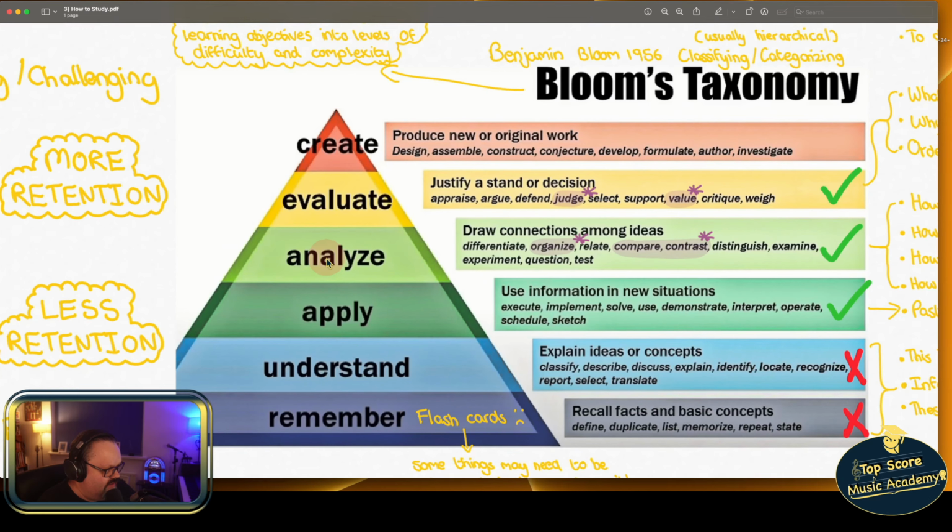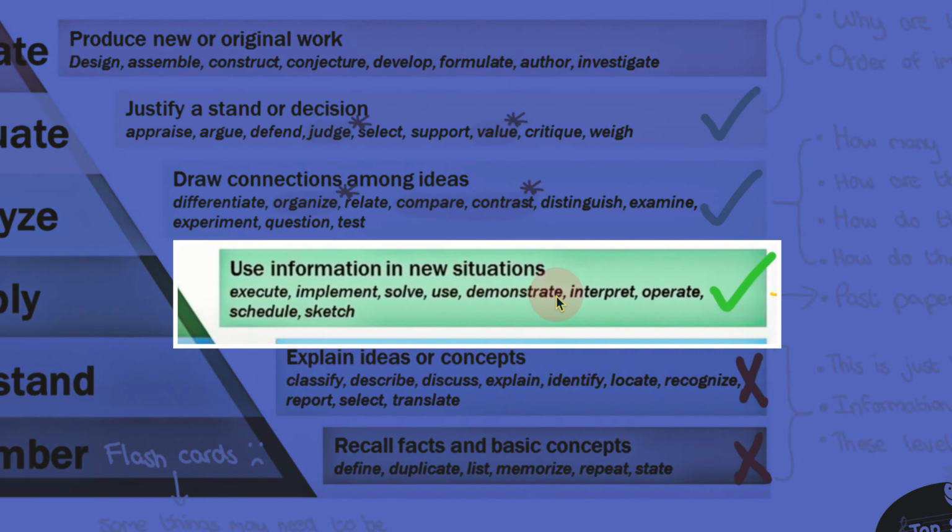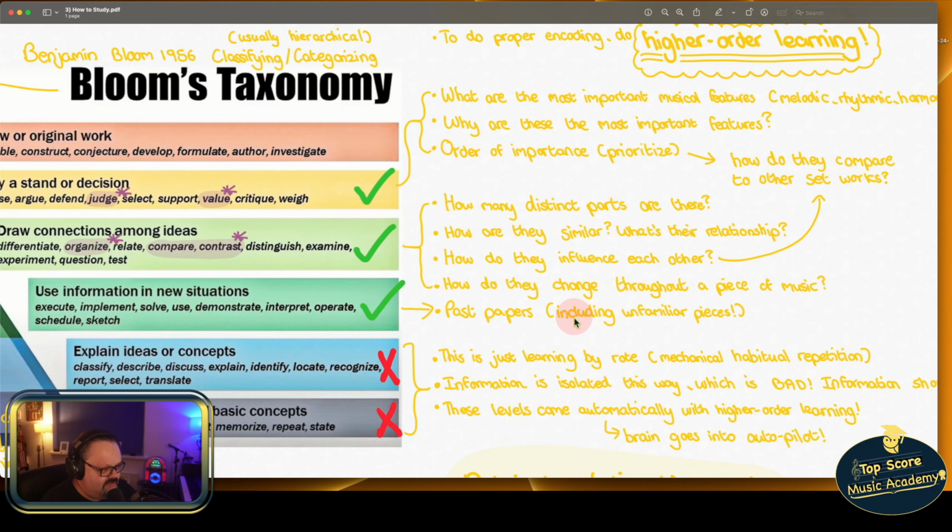Then another section underneath analyzing. Applying is still pretty darn good, I think. Use information in new situations. So execute, implement, solve, use, demonstrate, interpret, operate, schedule, sketch. For you guys, that's probably just going to be using past papers. But also maybe when you're going into your past papers, including unfamiliar pieces that you haven't studied before. GCSE, AS and A2, all of them include almost an equal number of pieces of music that you've never seen before. So you need to be able to apply the information and the knowledge that you have learnt in your set works to completely unfamiliar pieces as well.